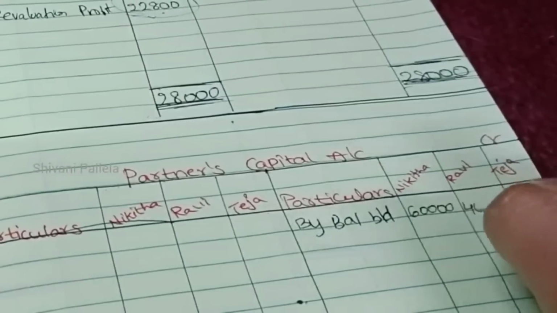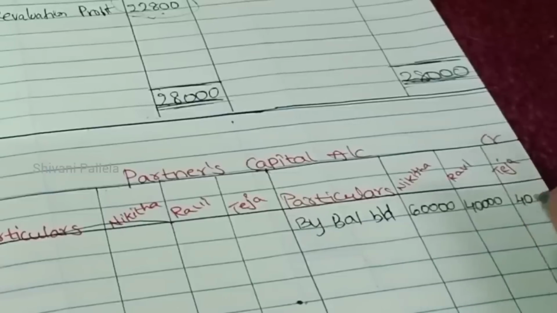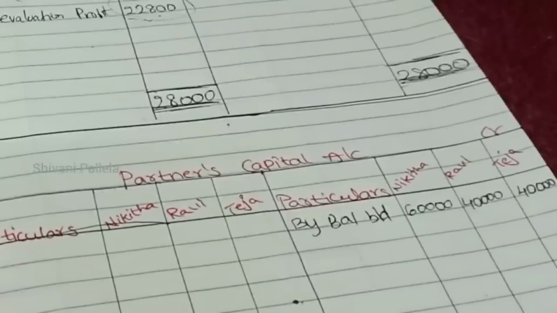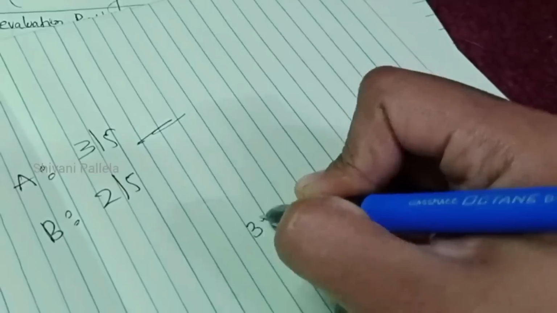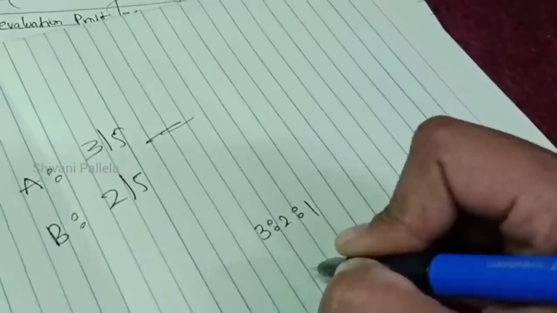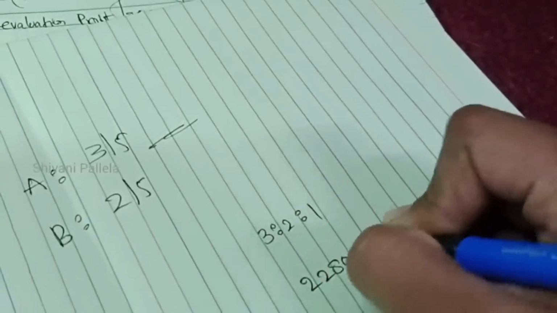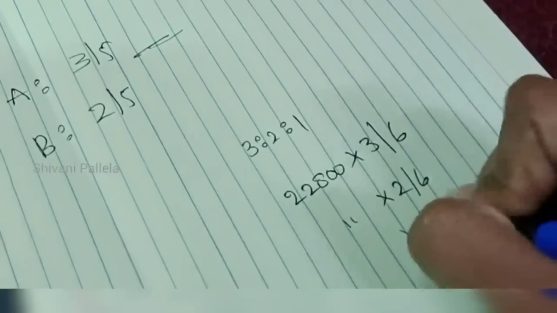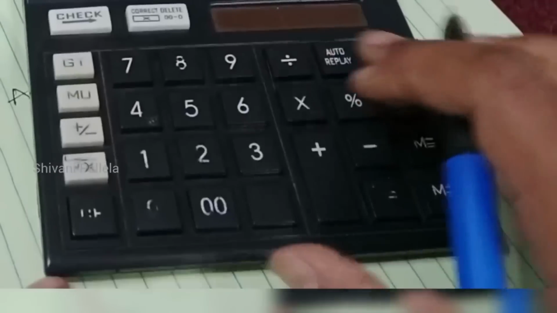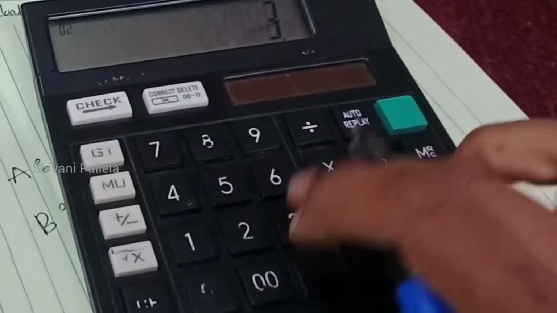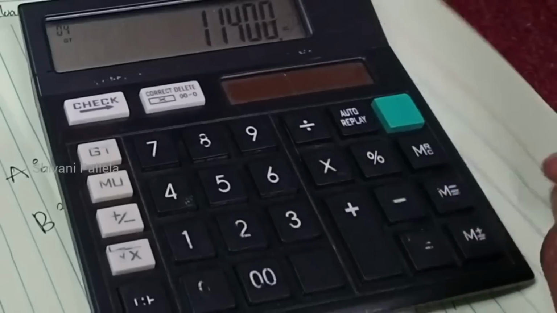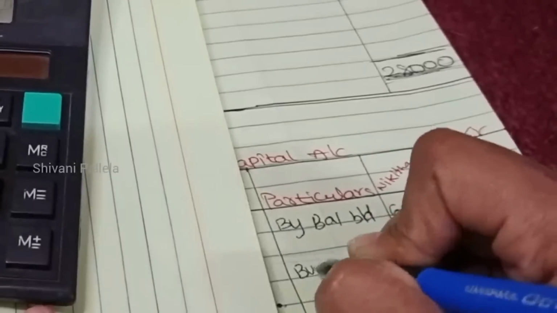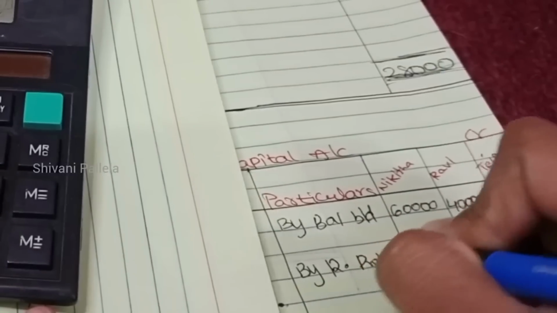60,000, 40,000. Here also 40,000. Next, the revaluation account profit we need to share to old partners. The old partners' ratio is 3 is to 2 is to 1. So 22,800 into 3 divided by 6, 22,800 into 2 divided by 6, and into 1 divided by 6. Just we need to do that. 22,800 into 3 divided by 6, how much is it? 11,400. What is that? By revaluation account profit.